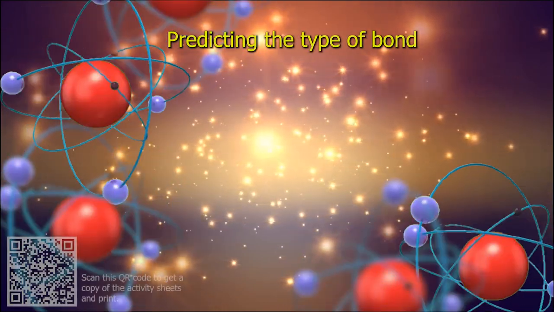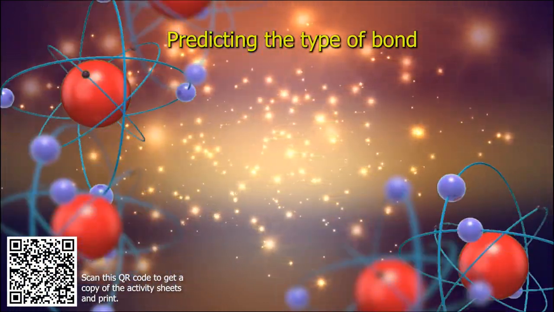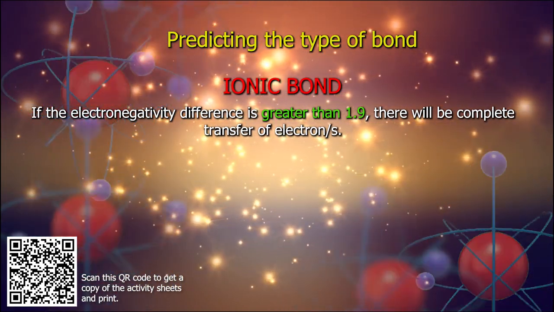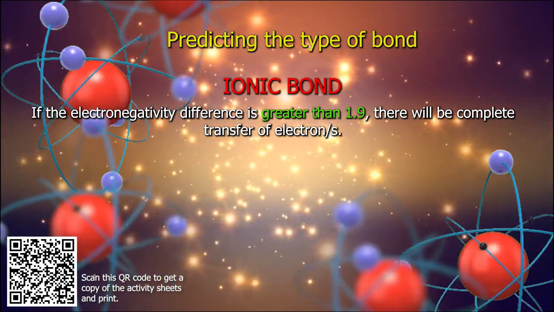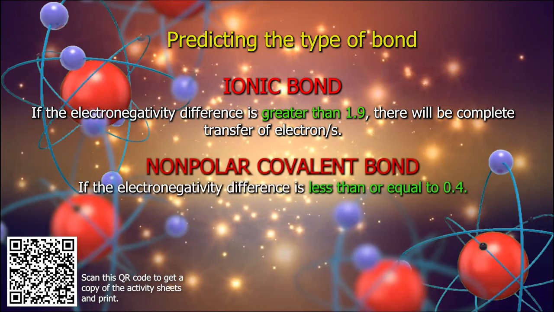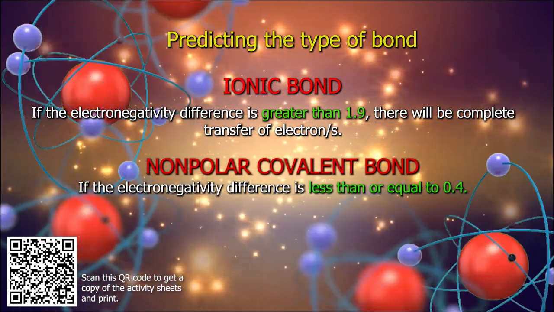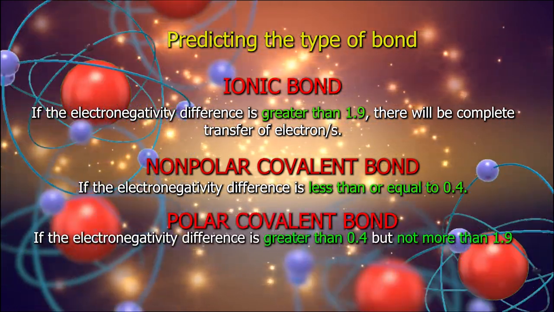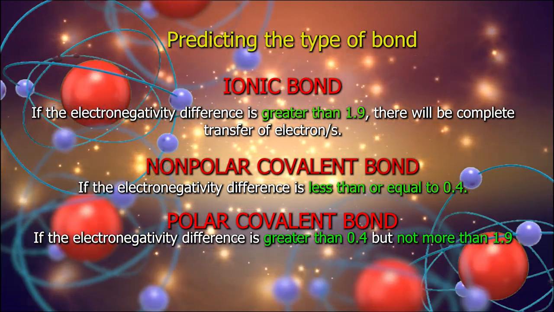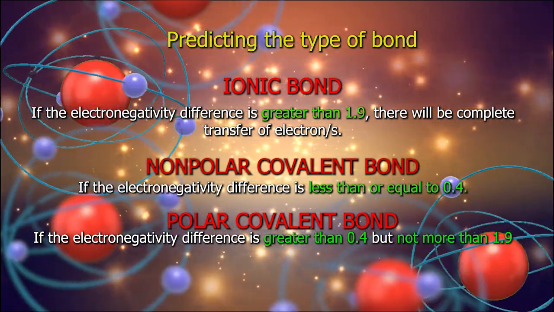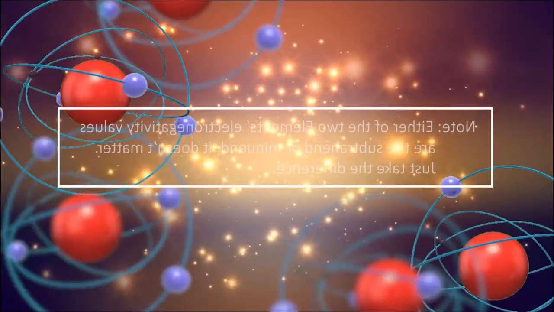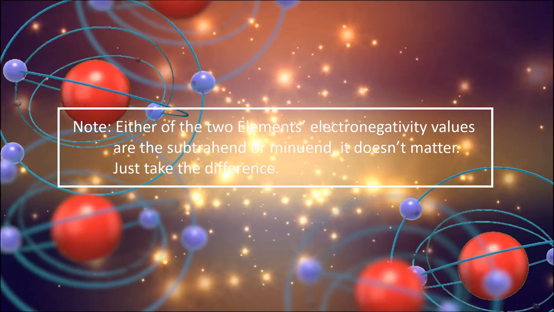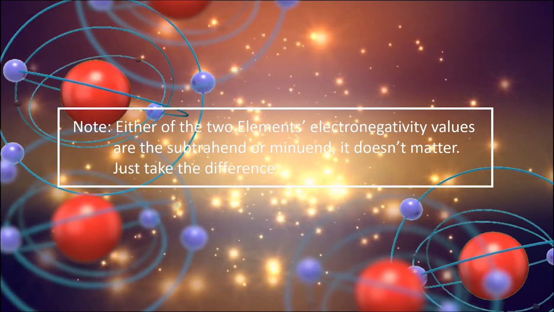Predict the type of bonds formed depending on the involved elements. If the electronegativity difference is greater than 1.9, there will be complete transfer of electrons, hence an ionic bond is formed. If the electronegativity difference is less than or equal to 0.4, then a nonpolar covalent bond is formed. If the electronegativity difference is greater than 0.4 but not more than 1.9, then a polar covalent bond is formed. Note, either of the two elements' electronegativity values can be the subtrahend or minuend. It doesn't matter. Just take the difference.